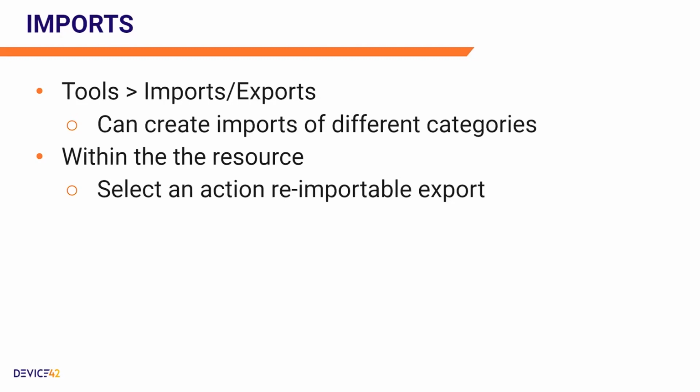So there's going to be two types of main imports. The first one is going to be found under Tools, Imports and Exports. And the second one is going to be under any item's main page. And that's where you're going to be doing any of those imports. That last one is more of a reimportable export, but as I mentioned, it's reimportable.